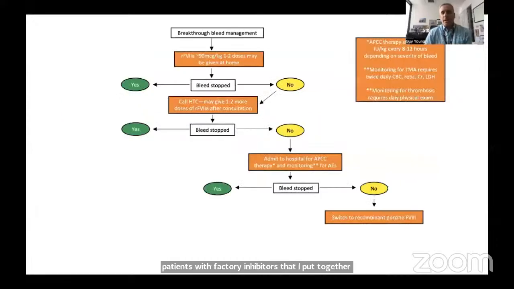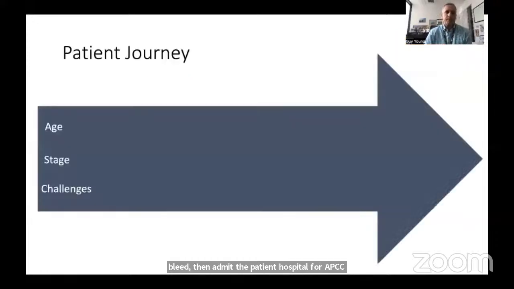I'm not going to go through this algorithm. It's a brief algorithm on management showing that basically you try to use factor VIIa. However, if the bleed doesn't stop, call the HTC. Maybe more factor VIIa can be given. But if you're really having trouble controlling the bleed, then admit the patient to the hospital for APCC. This is the algorithm we follow in my institution.